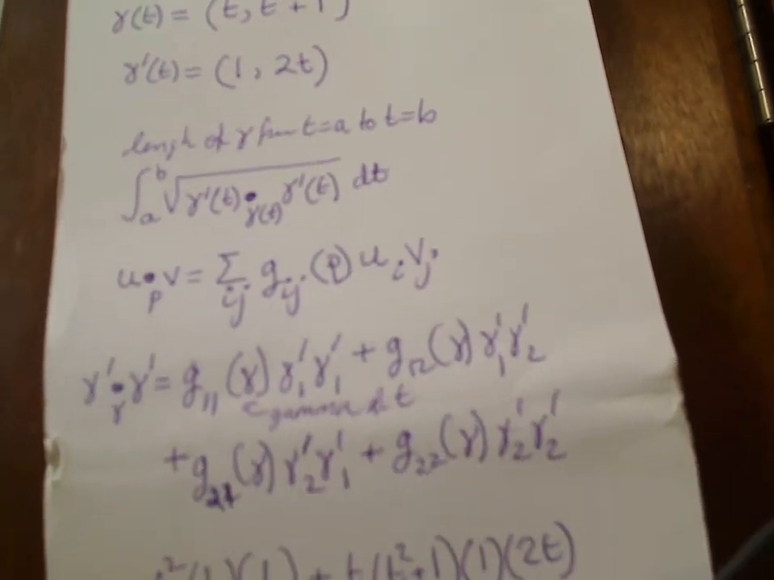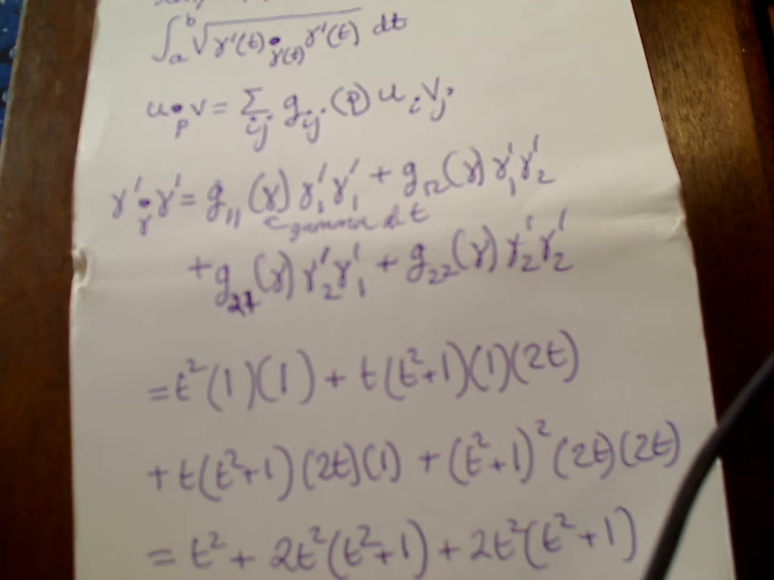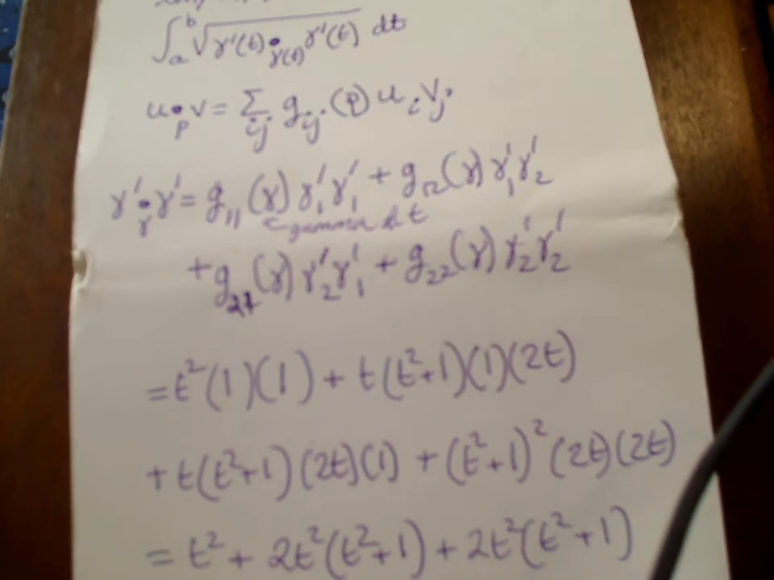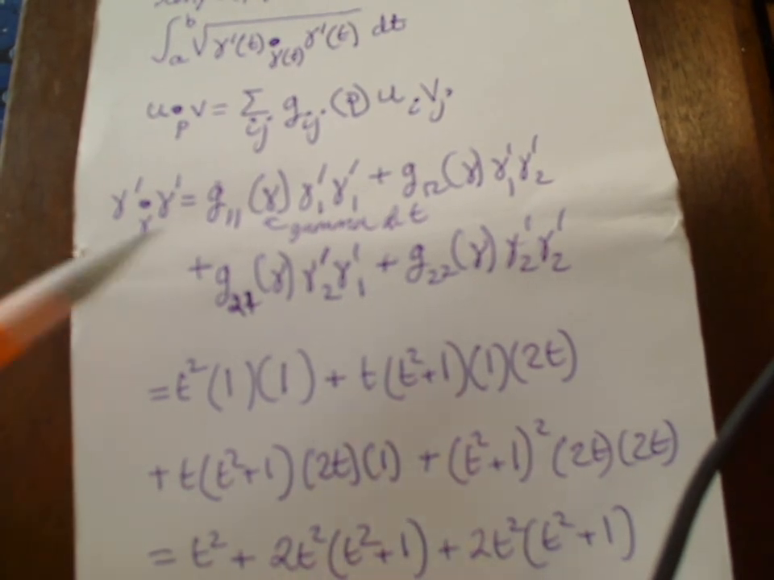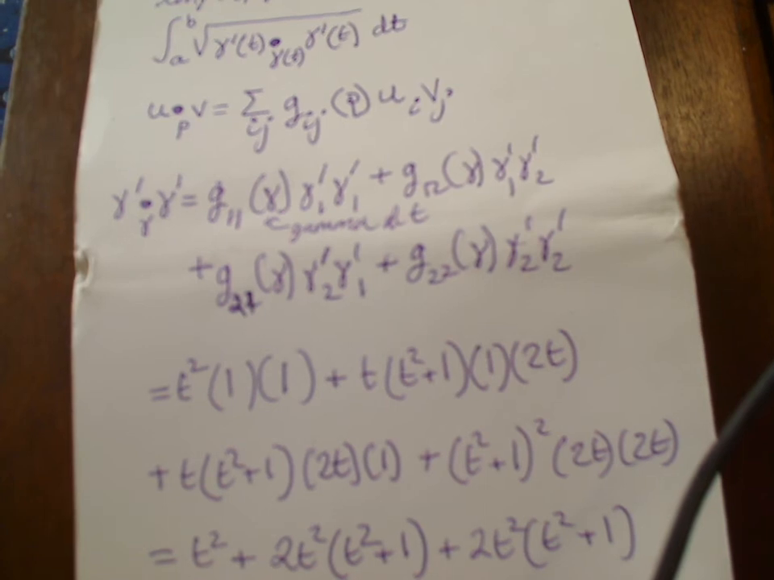So here we have then the x component squared of gamma, which is t squared, right, times the first component of gamma prime times again the first component of gamma prime, as set by this over here, right there. So the first component of gamma prime, since gamma prime turned out to be (1, 2t), is just 1. Alright, now we just keep on following this formula up here.